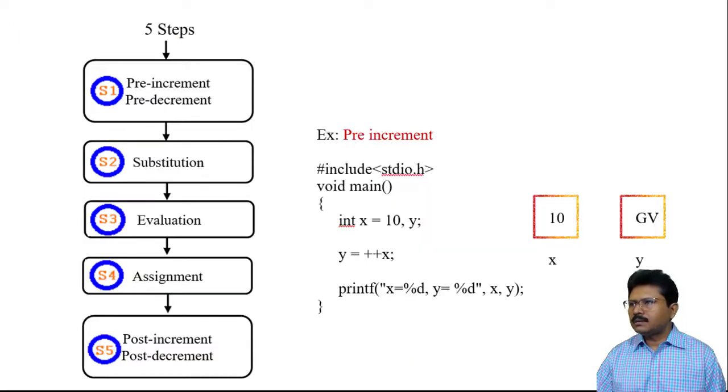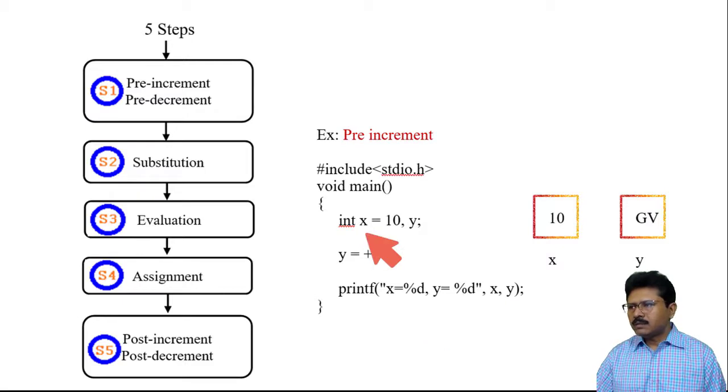Taking the example of pre-increment, say the code is like this. Two variables x and y. x is equal to 10. No value has been initialized for y. The next instruction is y is equal to ++x. We want to get the value of x and y, so we have used this printf instruction: x is equal to %d, y is equal to %d, comma x, comma y.